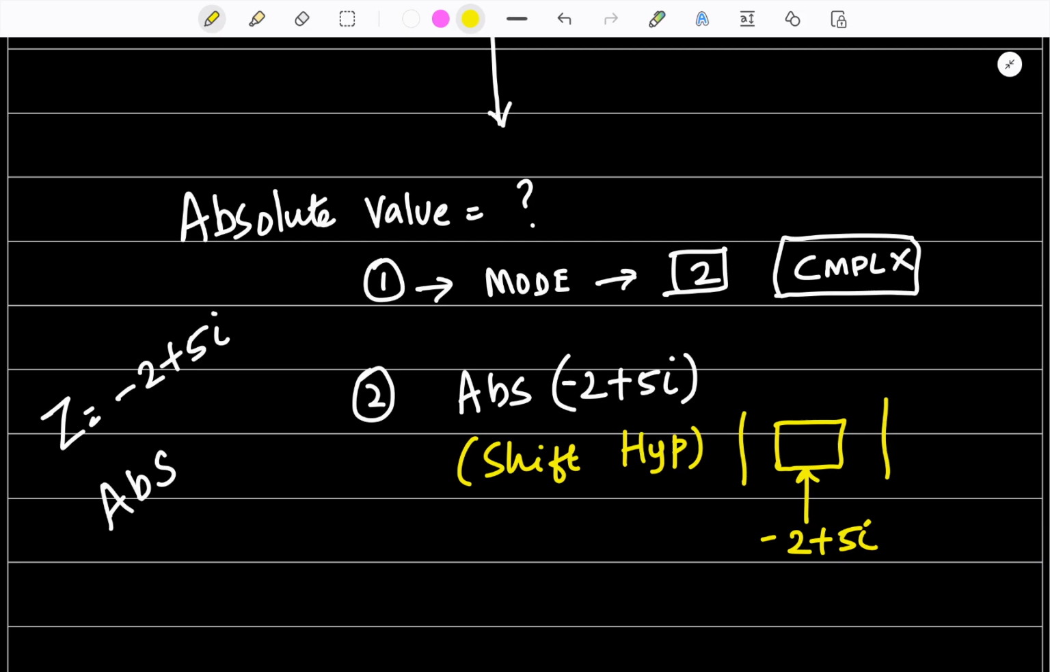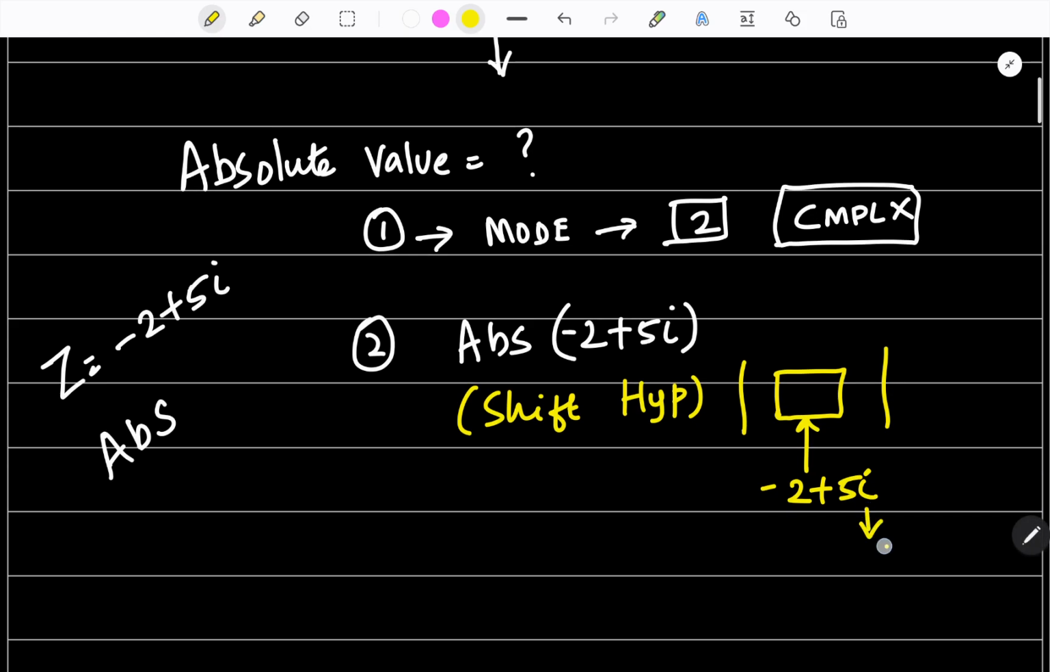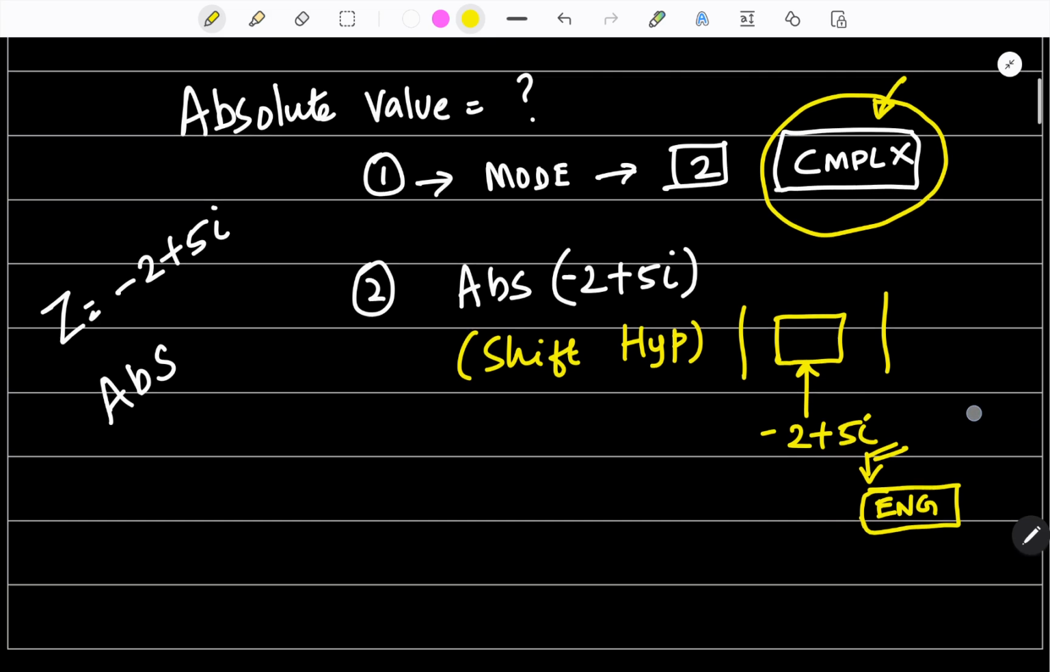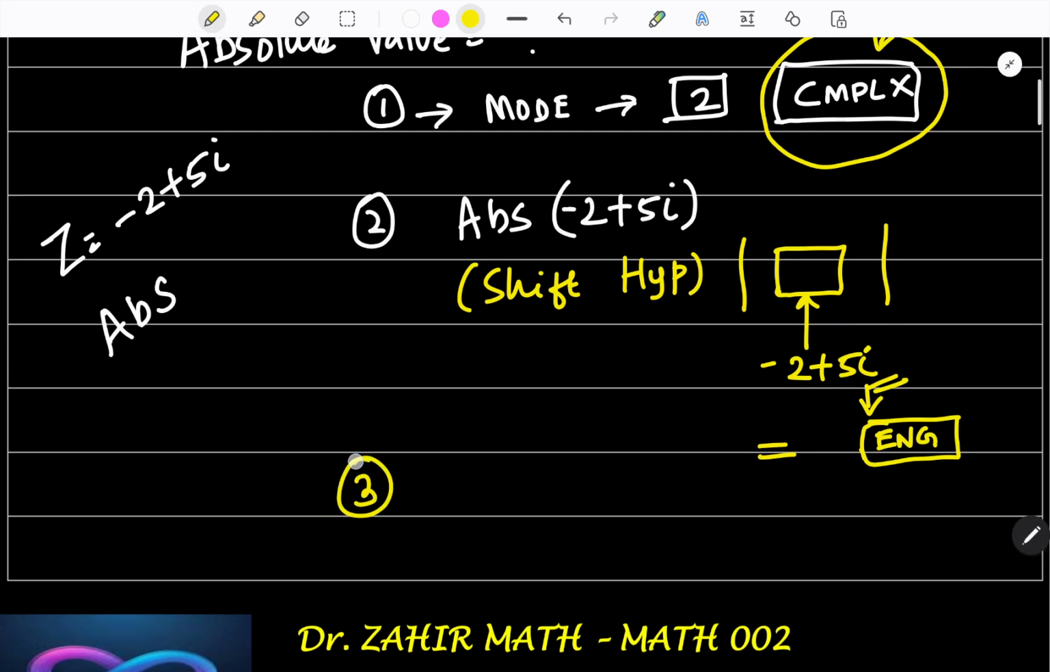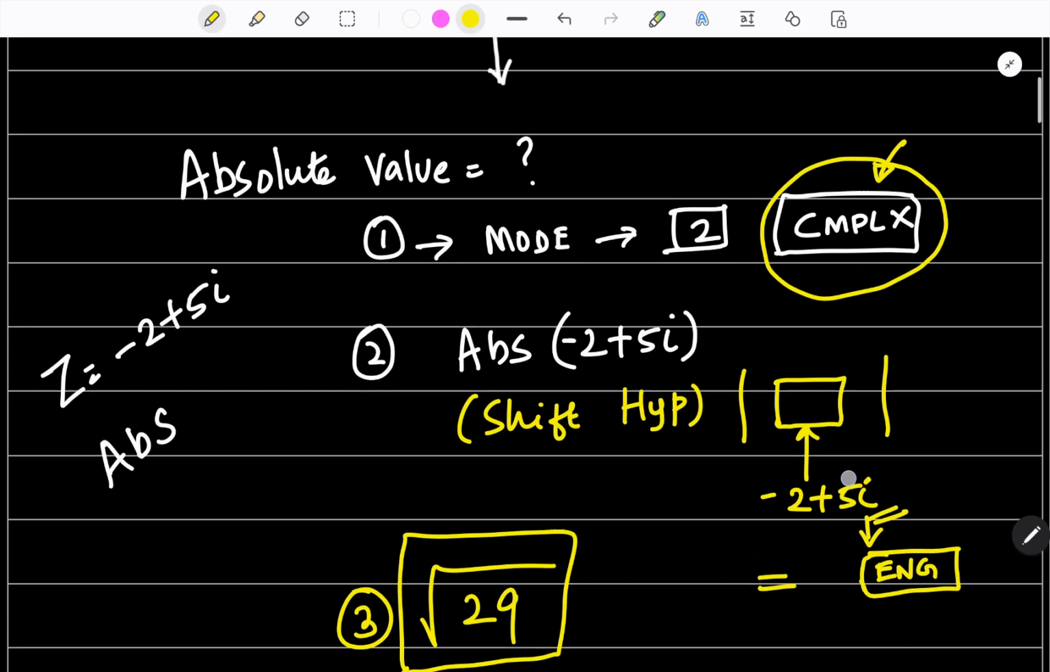So 5 is there. Where is this i? This i is in ENG mode. You can see that ENG. The i will come only if it is complex mode. Suppose you didn't set complex mode in the calculator, i never comes. Keep in your mind. So press i and then press equal. Step number 3, you will get the answer, which is square root of 29. So this is the absolute value.